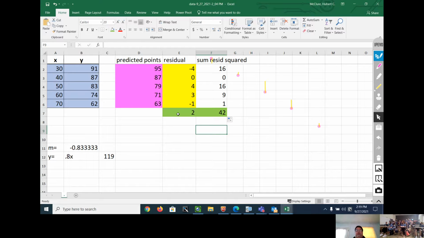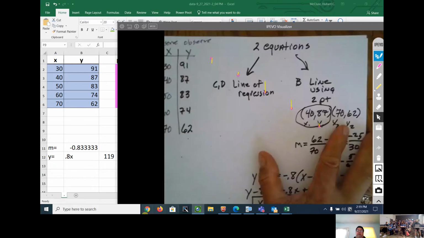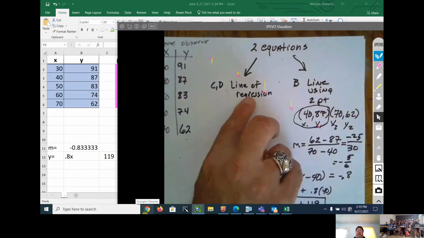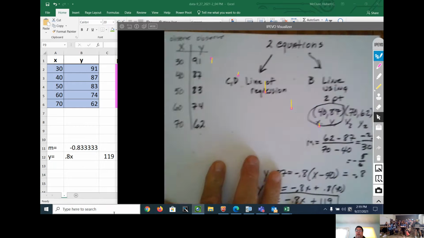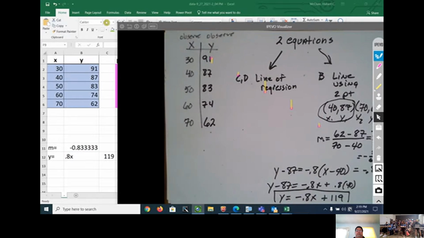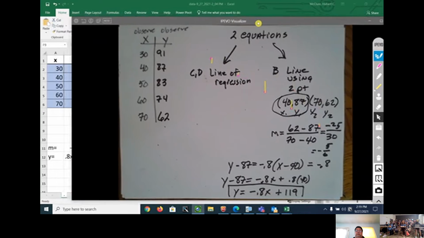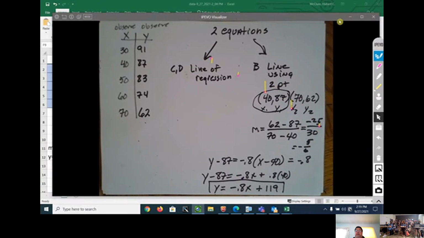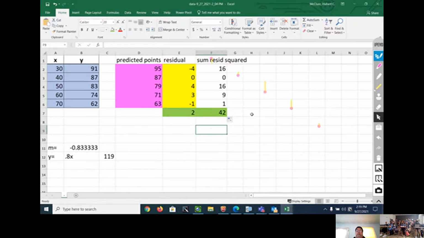Okay, now let's do the actual line of regression. Let's do the line of regression now. So the line of regression, I'm not going to do that by hand. I'm going to do that with the Excel spreadsheet. It's time to tough it out today.